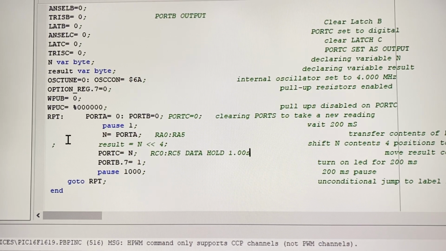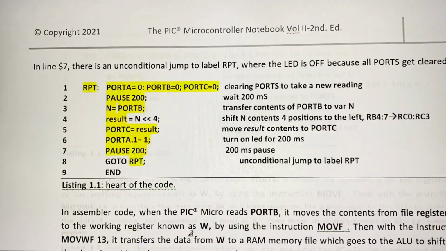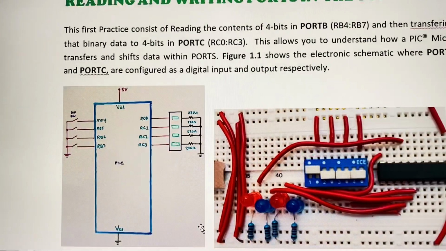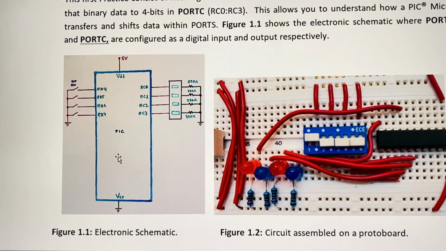You can compile it and test it with a real micro. So going back to the code, every time you make changes in the software right here, and you want to connect an LED on RB7, you have to make changes in the hardware.